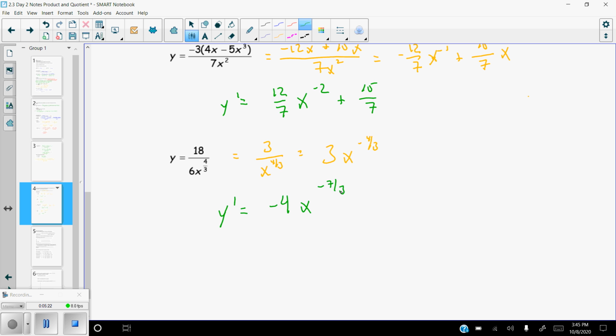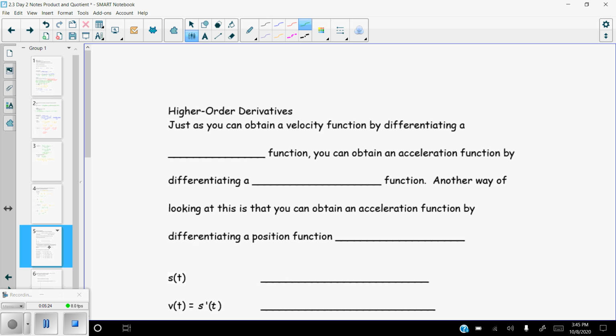Okay, so let's go ahead now and talk about higher order derivatives and what it means to be a higher order derivative. So we already know that we can obtain the velocity function by differentiating, or taking a derivative of, position. That's because the velocity is the rate of change of position. It's how the position changes over time. That's why velocity is a slope of position, or the derivative of position.